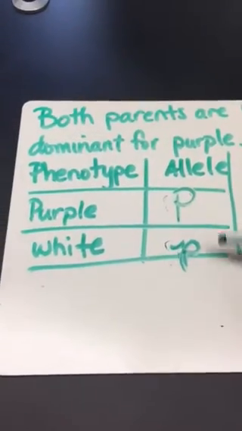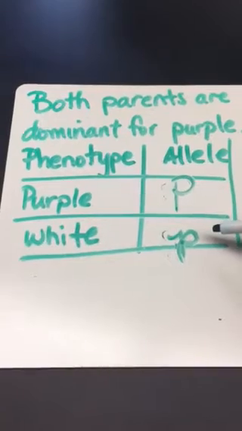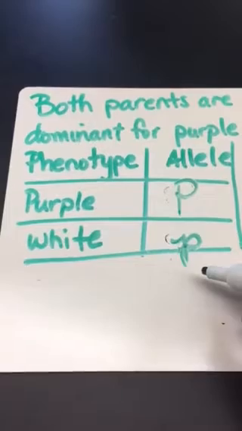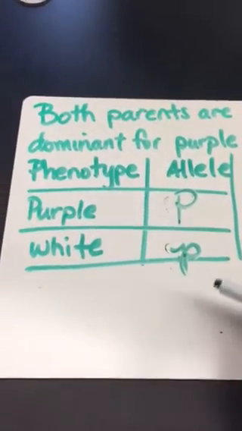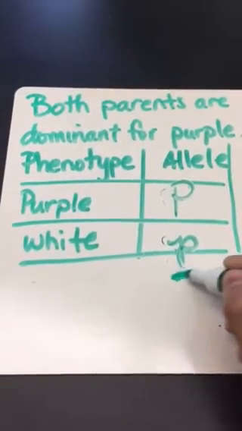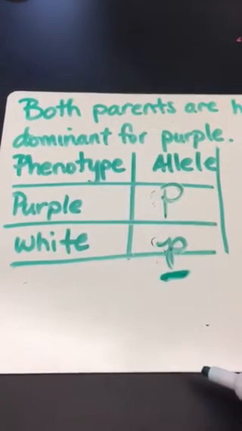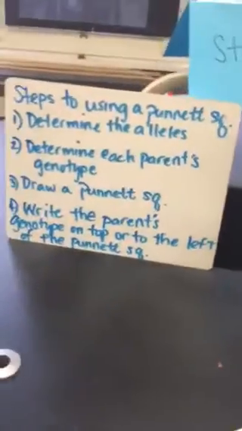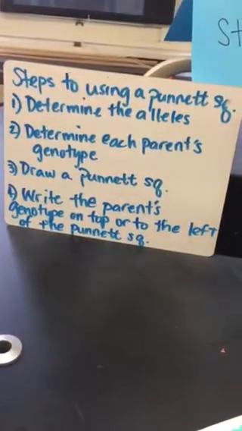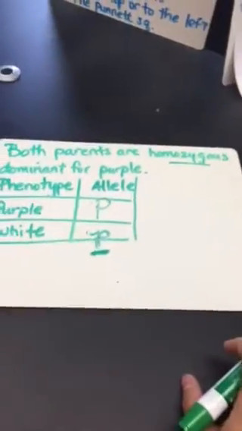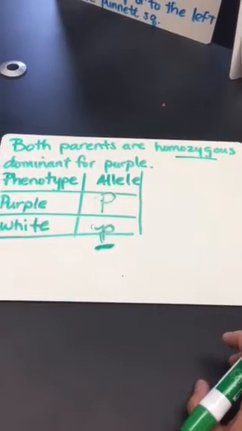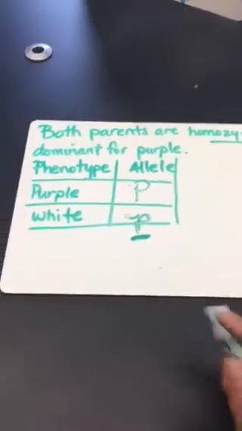Now some letters look the same if they're capitalized or lowercase, so I always tell all my students, to determine the difference between them, because I need to see your capital versus your lowercase, you can also go ahead and either put a line underneath the lowercase letter or make it into a cursive. Now that you've determined the alleles, you have to figure out the parents' genotypes. In this situation, both parents were purple. So in this case, both parents are homozygous dominant for purple. So we've got to write that down.